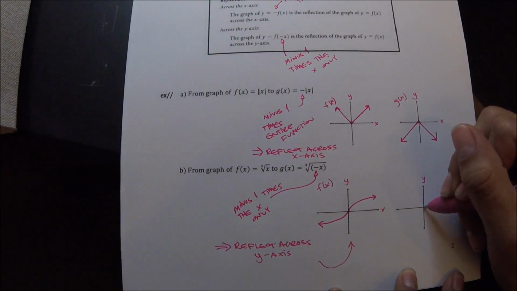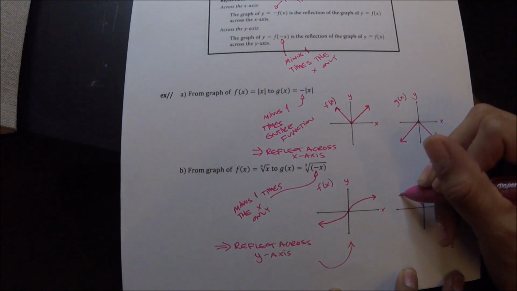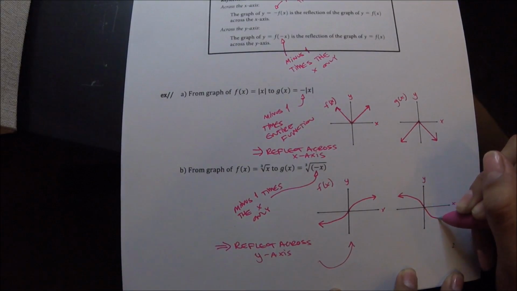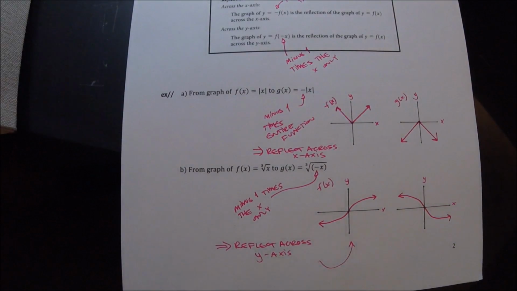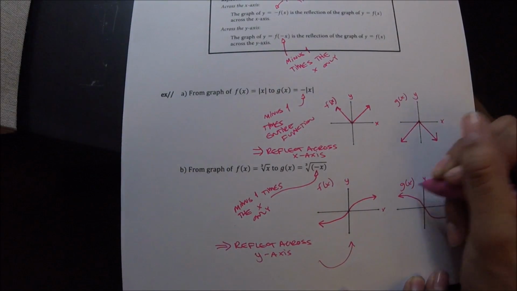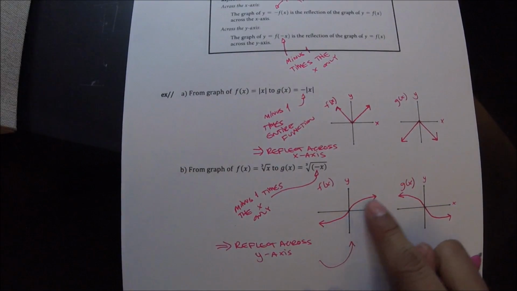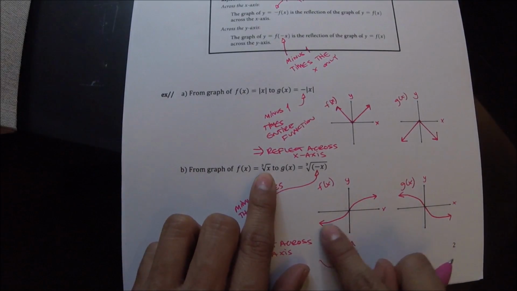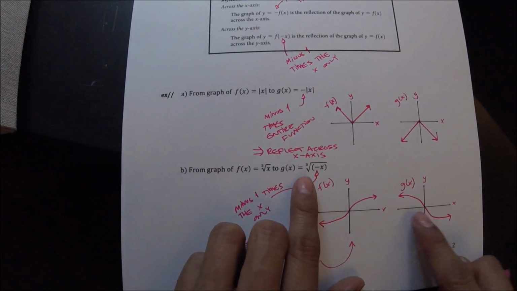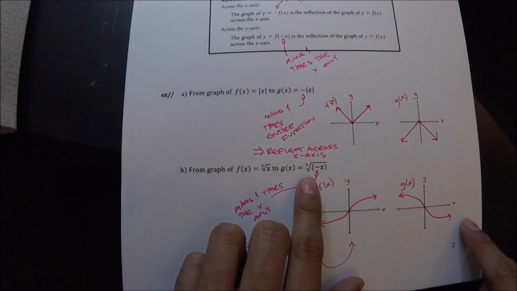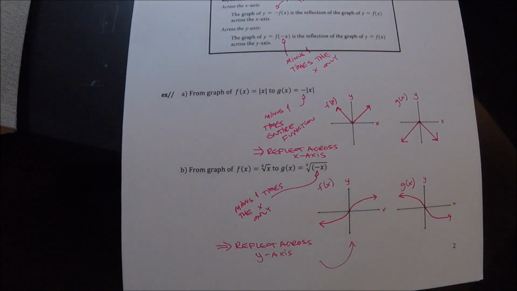So this goes like that, and then this one goes more like that. Something like that, just a sketch. And this is our new graph, g of x. So this one over here we graphed, this is just the cube root of x, and then this graph is the cube root of minus x, what that would look like. So that's the idea of reflecting across the x-axis or the y-axis.